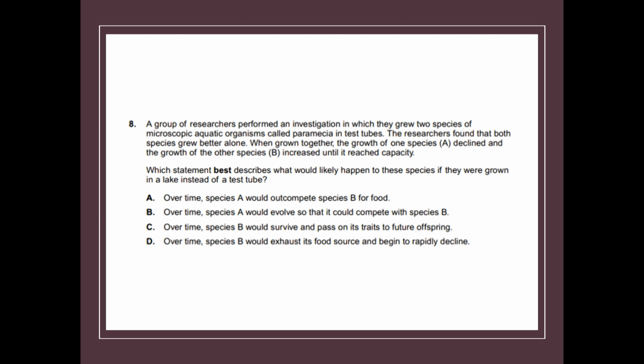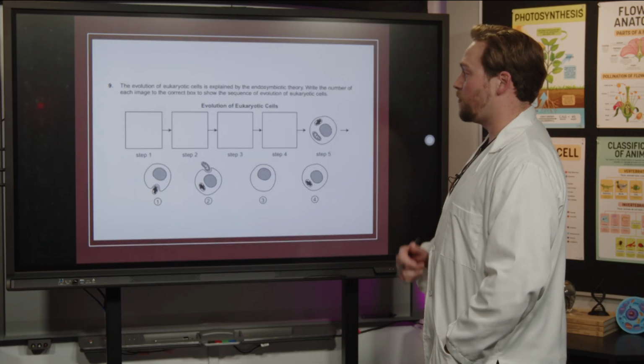Okay, the answer that I really like for this one is C. It says, over time, species B would survive and pass on its traits to future offspring. That's the correct answer here. That's what's going to happen in an environment. The species that lives and continues to reproduce gets to pass on its genetics to the next generation. And that's what's going to happen here if it were left to its own devices out in that lake instead of a test tube. Okay, great work. Let's move on to the next one.